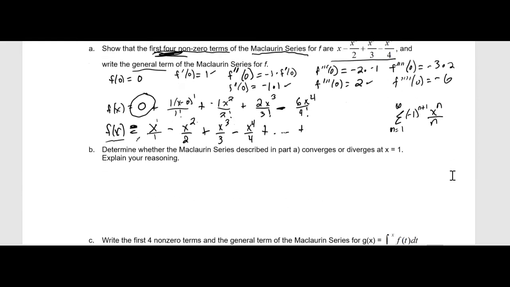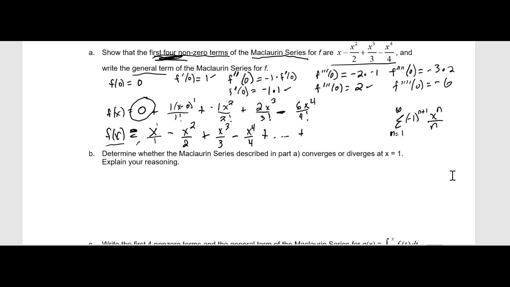All right, then B, determine whether the Maclaurin series described in part A converges or diverges at x equals 1. So we just wrote the Maclaurin series. We're going to let x be a 1, so plug x in as a 1. What we would hopefully understand then is that we have a negative 1 to the n, and 1 raised to the n is really just a 1 over an n.